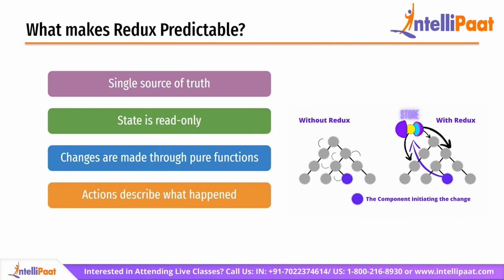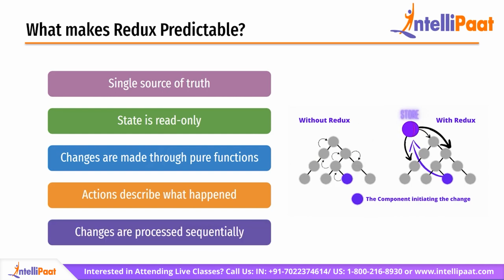Fourth is actions describe what happened. Actions in Redux are plain JavaScript objects that describe what happened in the application. This makes it easy to understand what changes are being made to the state and why. Finally, changes are processed sequentially. In Redux, changes to the state are processed in the order that they are dispatched. This ensures that the state is updated in a predictable and consistent way.